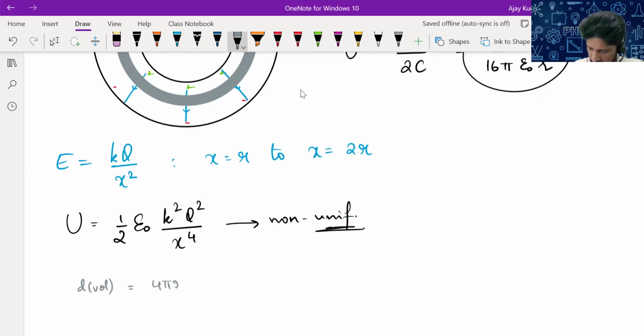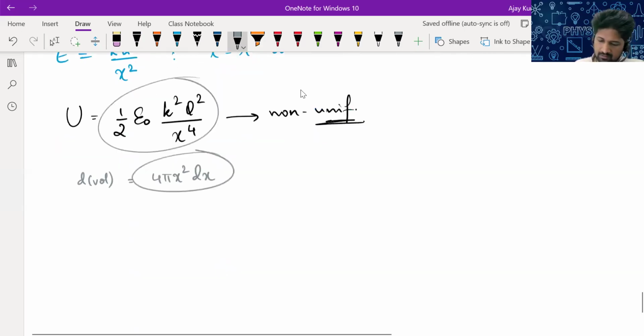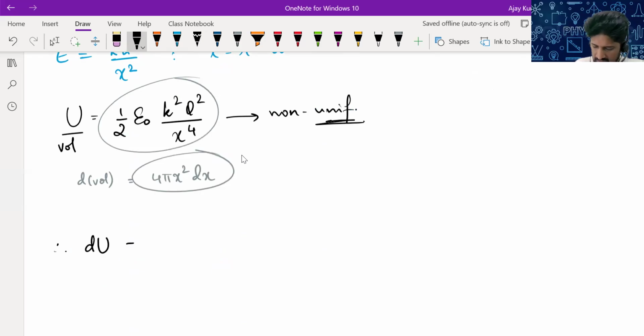Area multiplied with its thickness. Now we know the energy density, we know the volume. Okay, wait, this is not U, this is U by volume. We know energy density, we know volume. Then we can tell the small energy stored in that volume, in that gray space. How much is the energy stored?